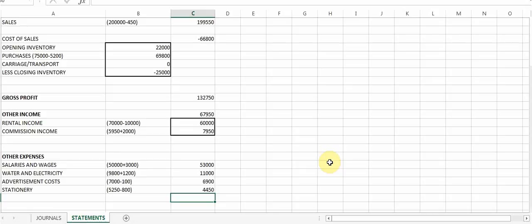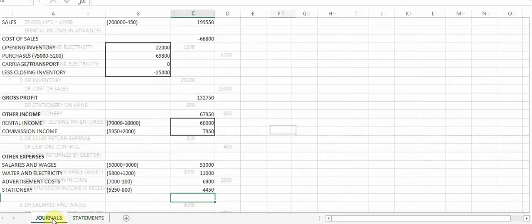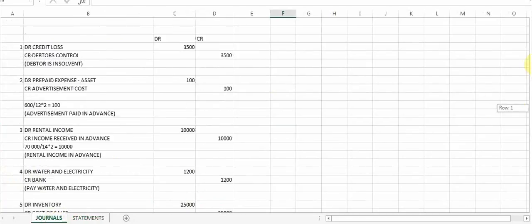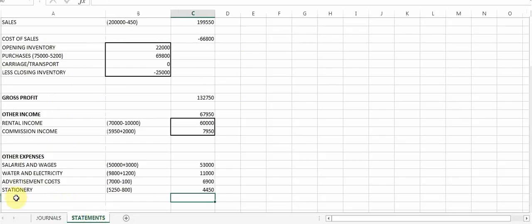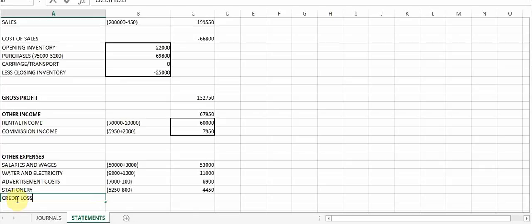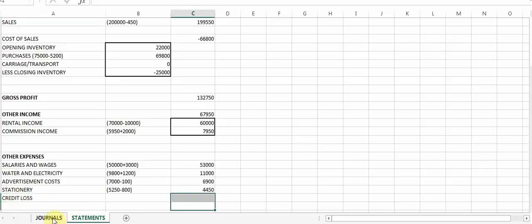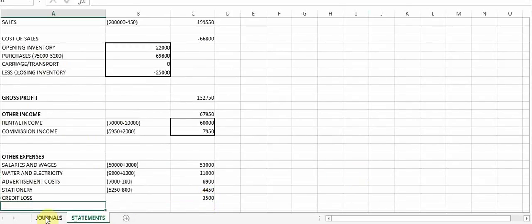So that's everything in my trial balance, and now I need to go and make sure that there are not any other expenses that I've not recorded but that I have done journals for. So let's see. The credit loss. The credit loss is an expense that I've not yet put in my statement. So I'm going to say credit loss. You can also call it bad debts. And the credit loss value, per my journal, was 3,500.